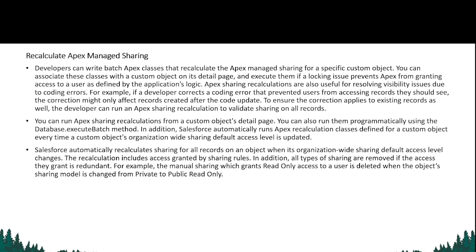Salesforce automatically recalculates sharing of all the records on the object when its organization-wide sharing default access level changes. The recalculation includes the access granted by sharing rules. In addition, all types of sharing are removed if the access they granted is redundant. For example, manual sharing which grants read-only access to a user is deleted when the object's sharing model is changed from private to public read-only.